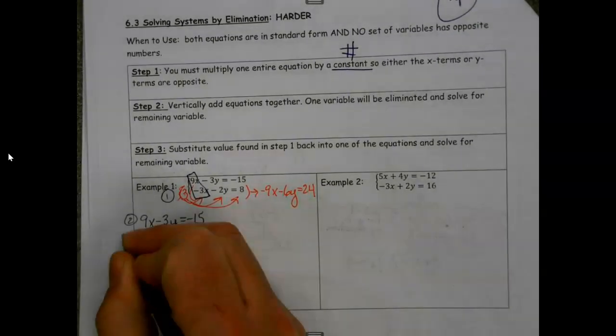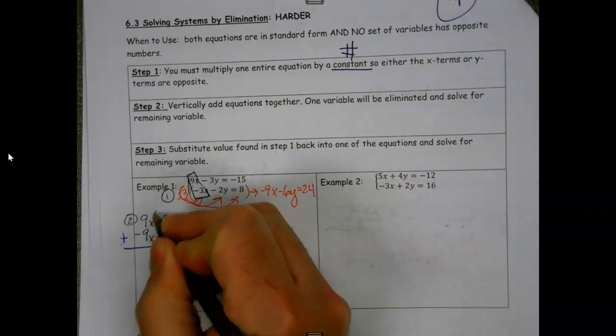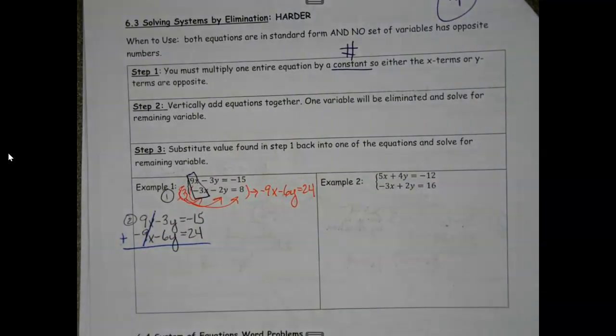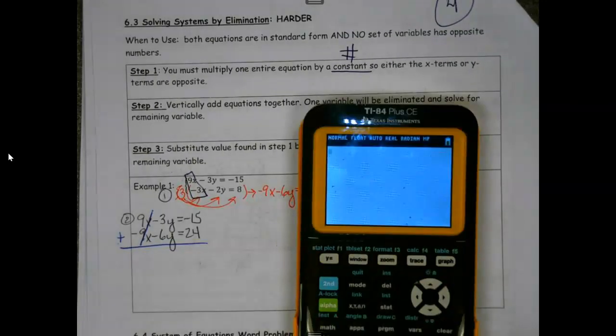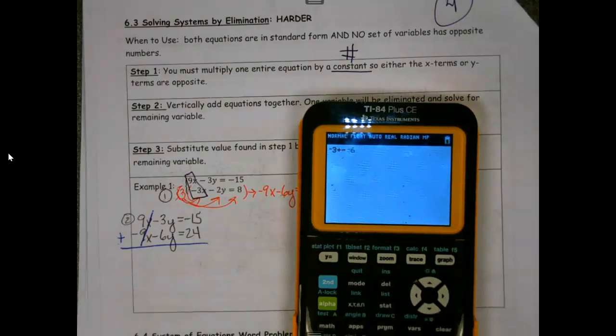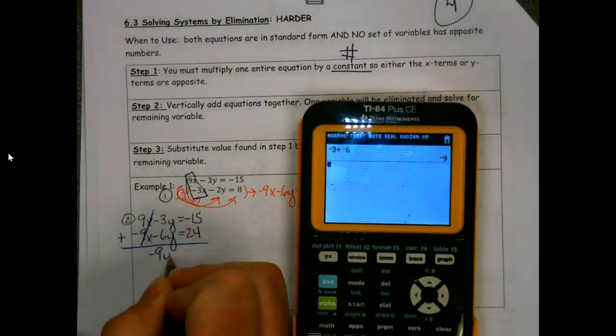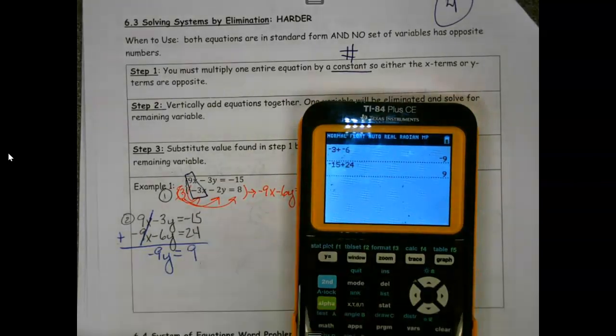Because now, if I add down, 9 plus negative 9 cancels. It's 0. Negative 3 plus negative 6, again, if that is not a strength, no worries. Negative 3 plus negative 6. Uh-oh. Oops. There we go. Is negative 9y. Negative 15 plus 24 is positive 9. We're down to one variable. We made one be eliminated. Had to go away.